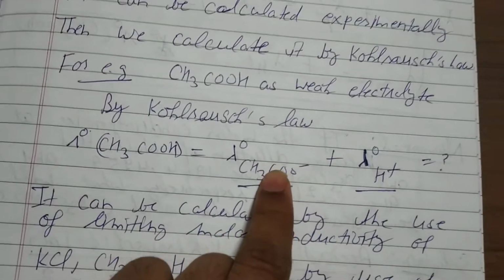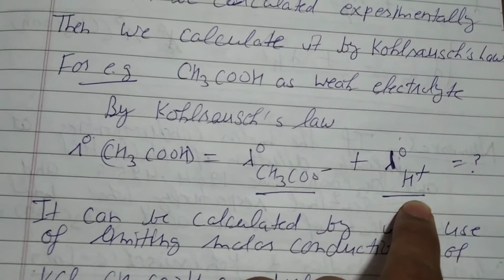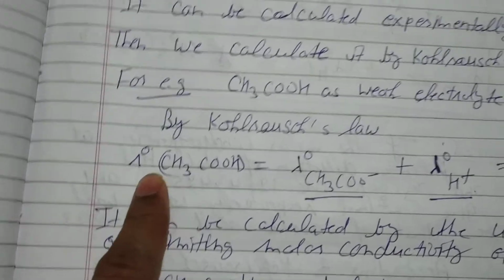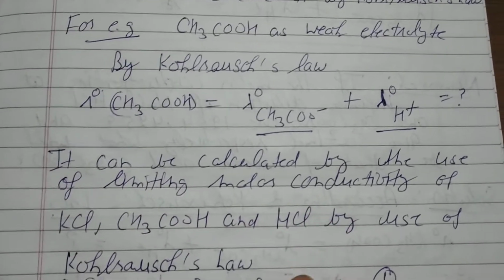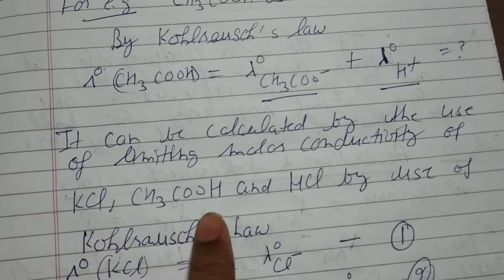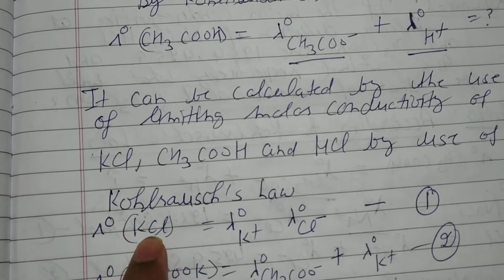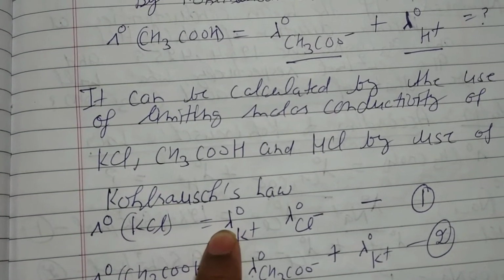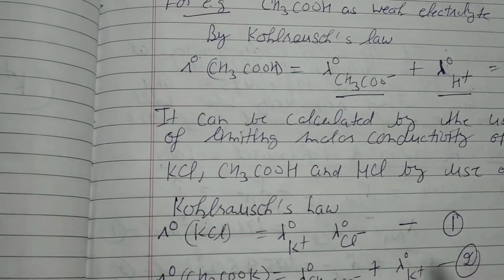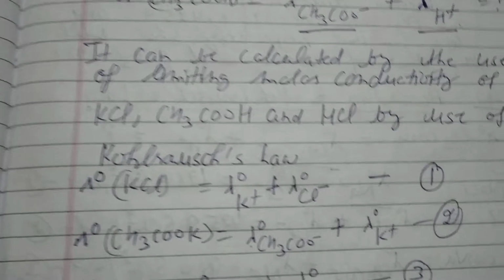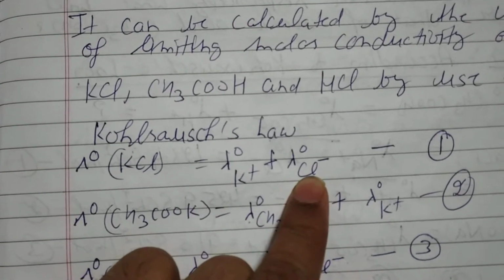So the individual sum of anionic conductivity and cationic conductivity is equal to the limiting molar conductivity of the weak electrolyte. This is the Kohlrausch law. So it can be calculated by the use of limiting molar conductivity of KCl, CH3COOK and HCl by the use of Kohlrausch law. We know that the limiting molar conductivity of KCl is the limiting ionic conductivity of K positive plus limiting ionic conductivity of Cl negative.